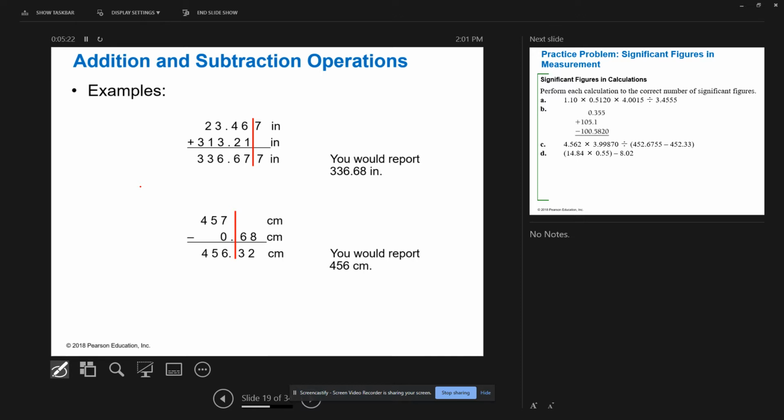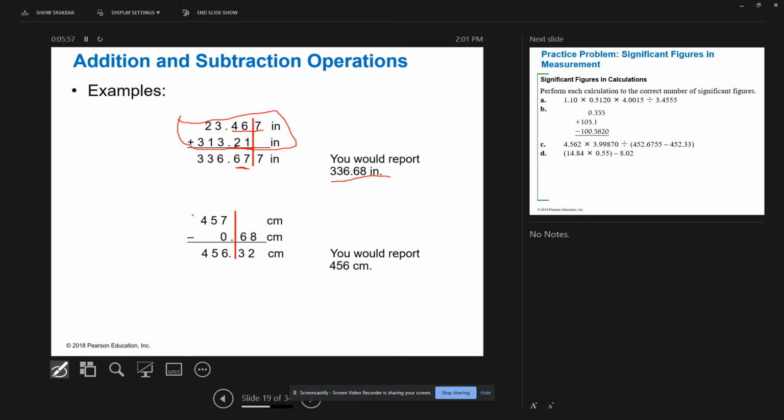So the rule for this is your answer should be to the least amount of decimal places presented in the problem. Okay, so what does that mean? Well, if I'm adding these here, this first one has 3 decimal places. The second one has 2 decimal places. So my answer should have 2 decimal places in it. So I add them all together, and then I know I'm just going to have 2 decimal places, so I'll round up, and this would be my answer.